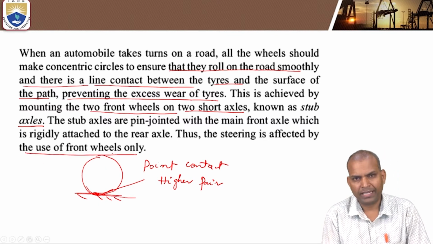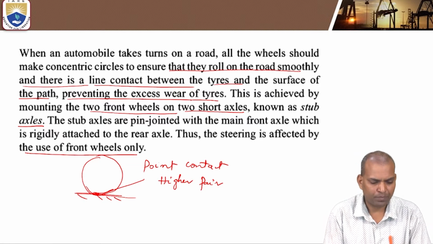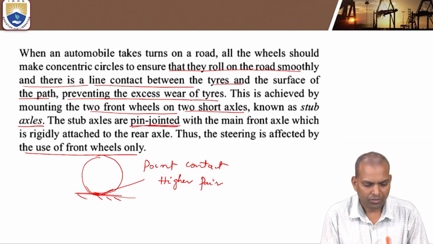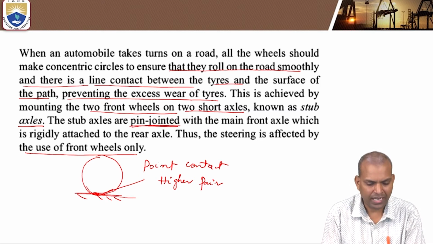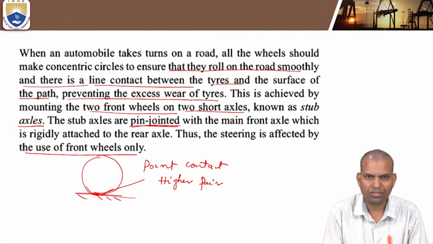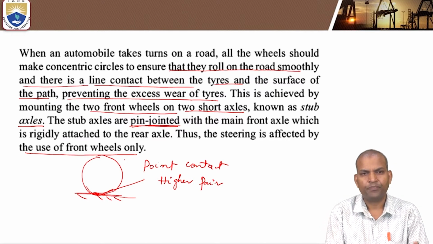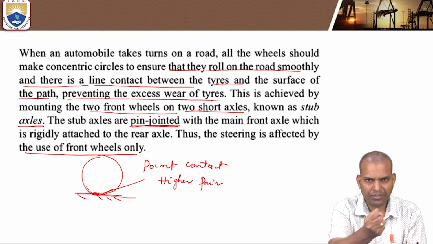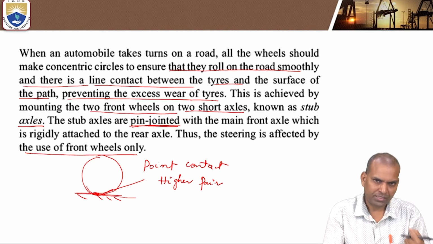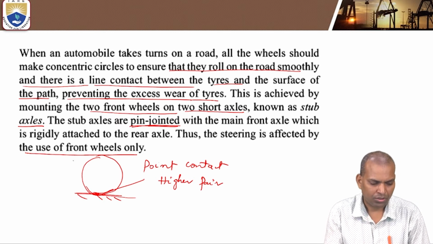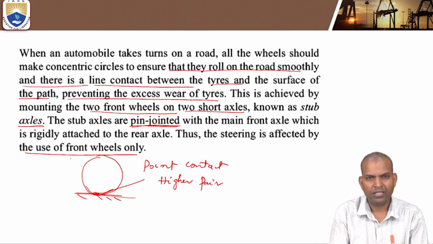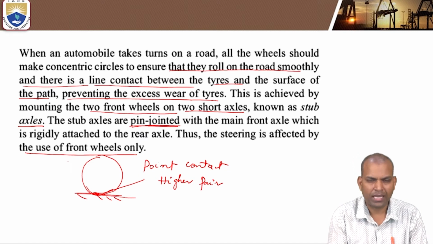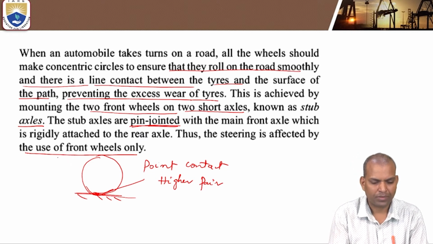The connection between the joints is pin jointed, and the front axle is rigidly attached to the rear axle. That's why when the front axle makes a left turn or right turn, it affects the rear wheels. So the front wheels affect the rear wheels.